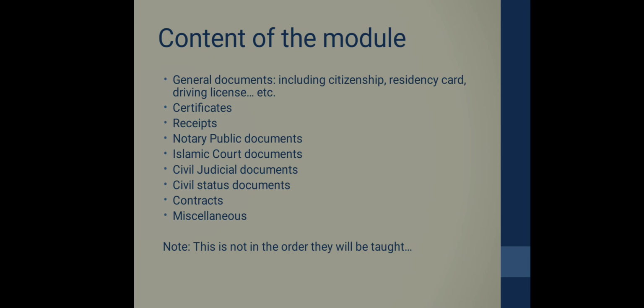So, what about the content of the module? These are some of the things that we'll have throughout the module. First of all, maybe I'll give you some other documents before these that are included in this slide. But first, we'll start with general documents, like rudimentary documents, documents that are everywhere, and documents that most of the people deal with, like citizenship, residency card, driving license, and I think I mentioned earlier about food ration.